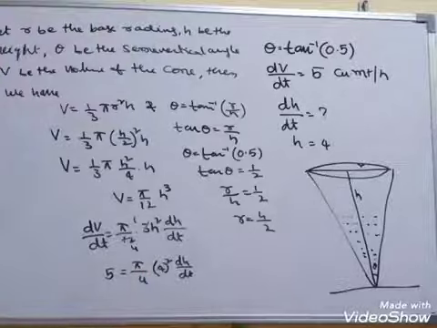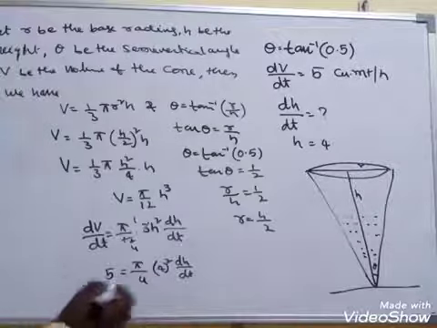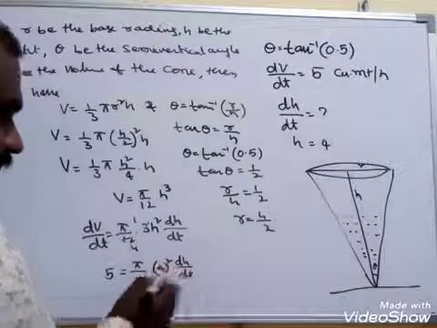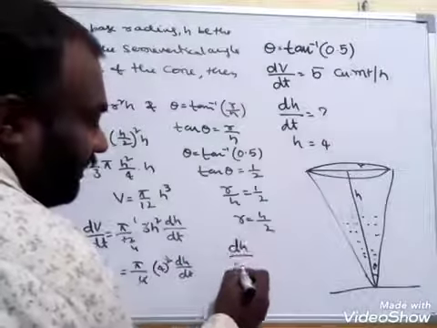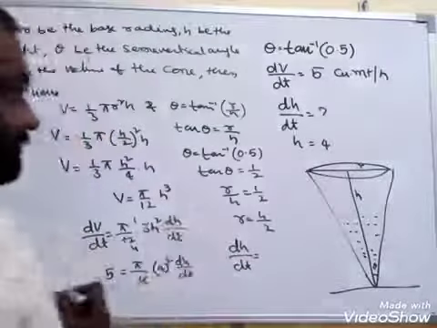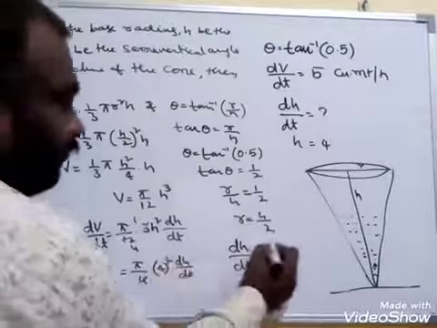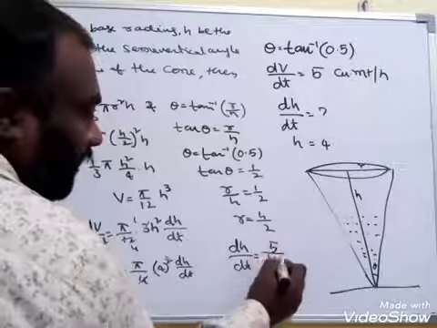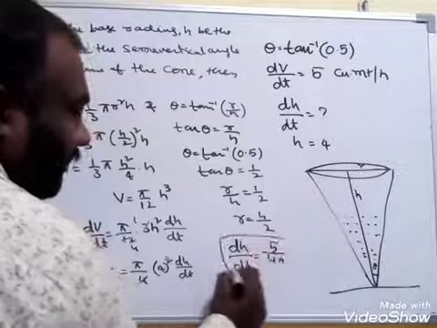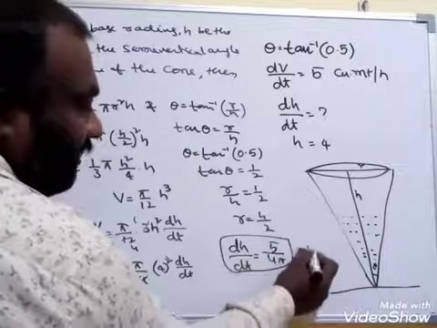Now for dh by dt, the 4 and the square get cancelled. So dh by dt is equal to 5 by 4 pi meters per hour.